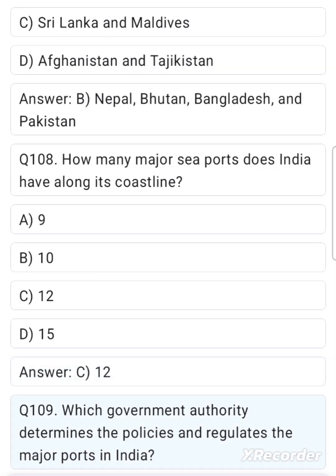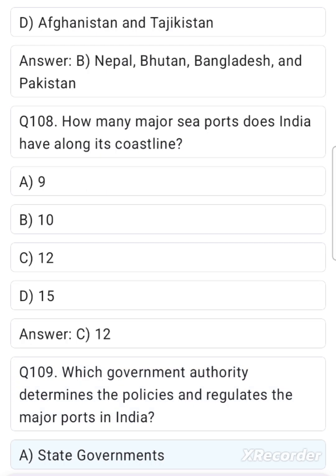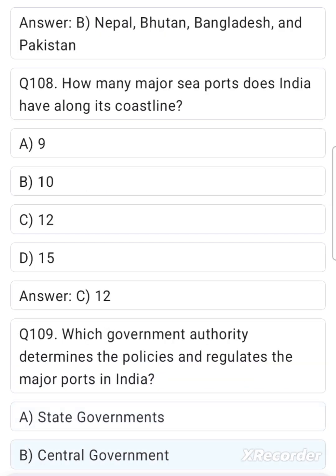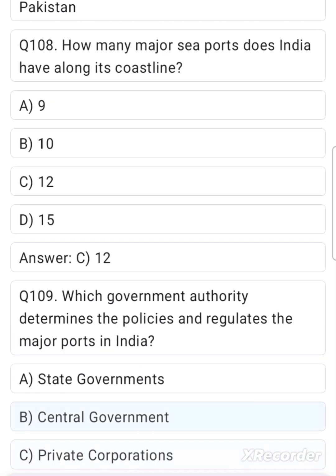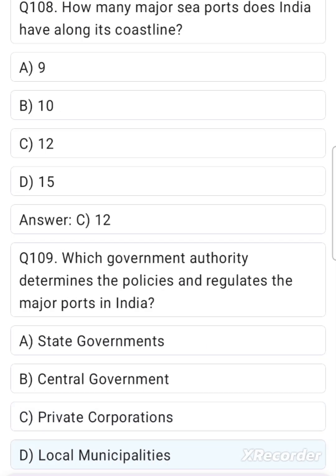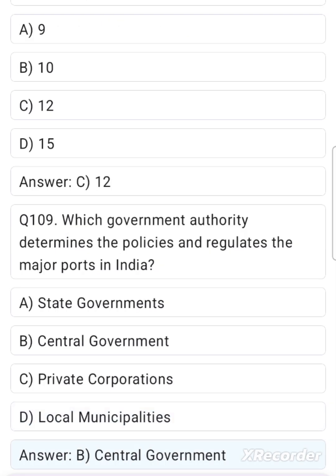Q109. Which government authority determines the policies and regulates the major ports in India? A. State governments. B. Central government. C. Private corporations. D. Local municipalities. Answer B. Central government.